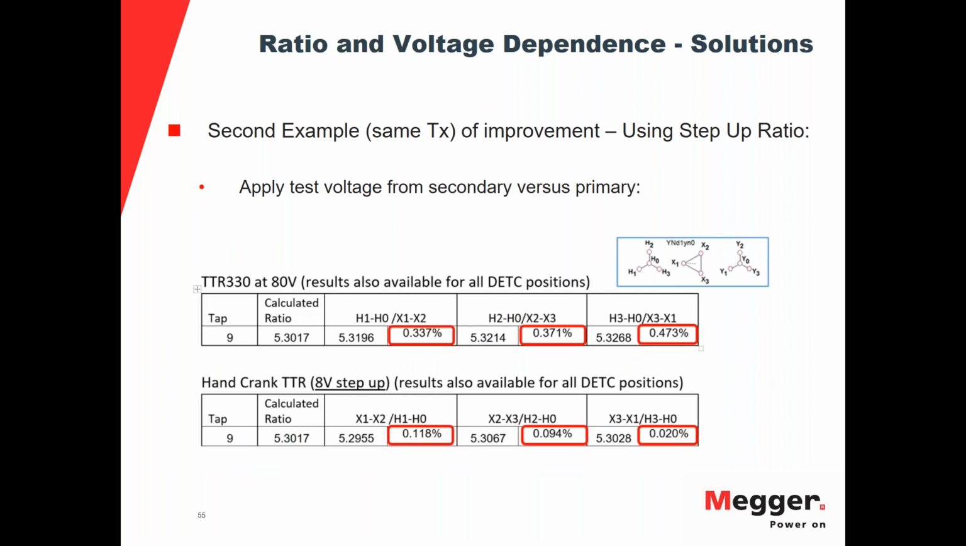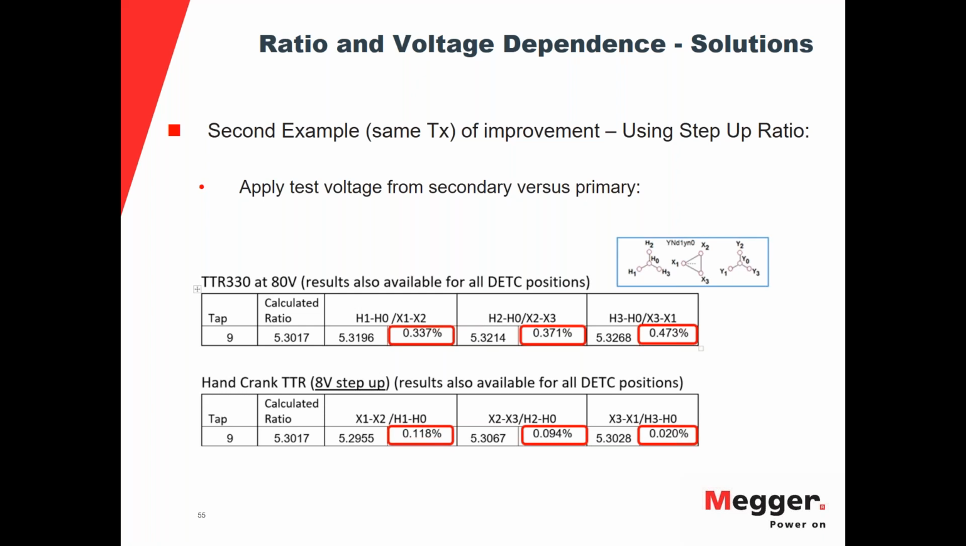So here we can see a secondary inducing voltage on the secondary side and measuring on the primary side, or high voltage side. And so what you can see here is we have an example of the two comparisons. First we have a step down, and here's our ratio percentage error, the 0.33%, 0.371, and 0.473.